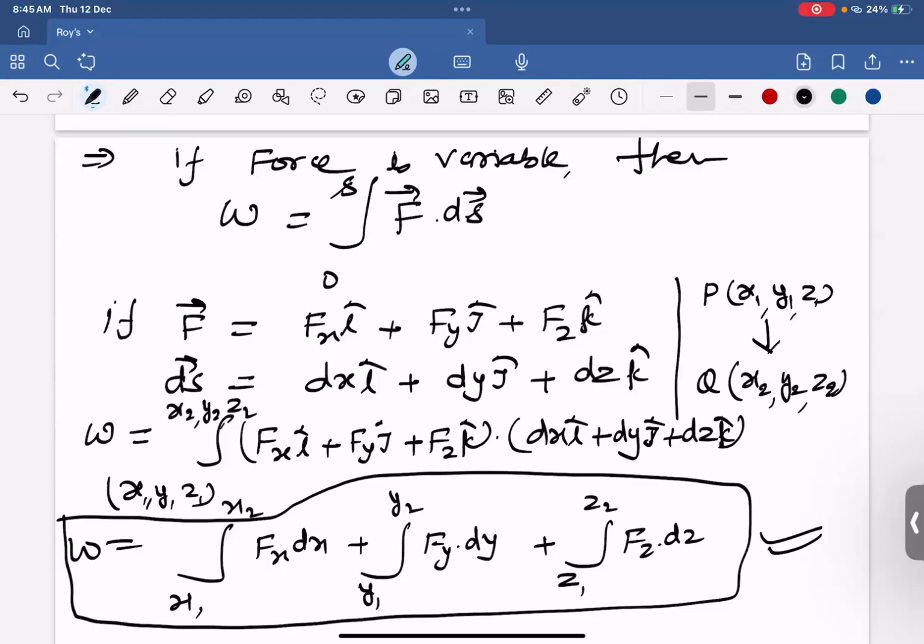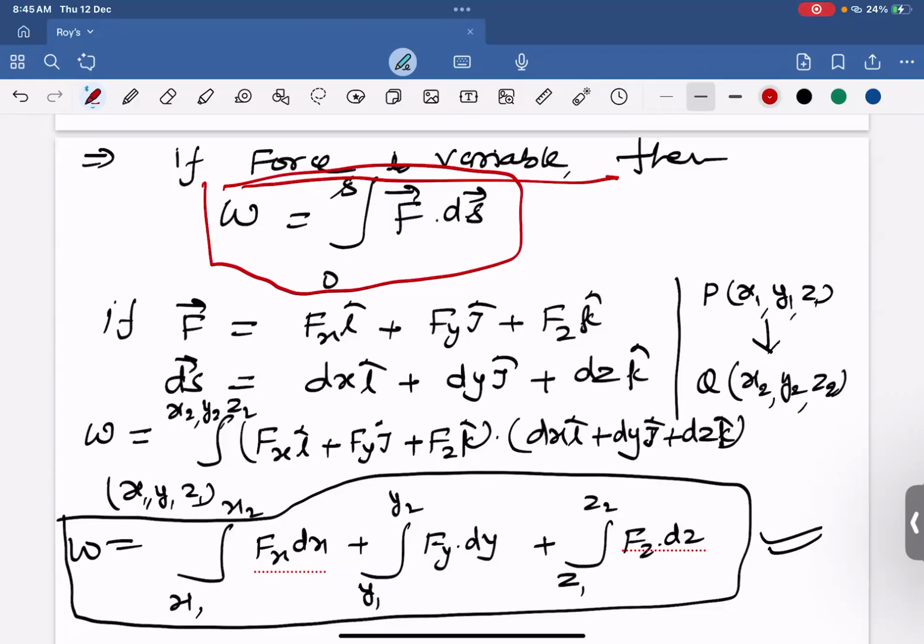This is also a formula when the force is variable. Okay, one formula is this, and its extended version is this.